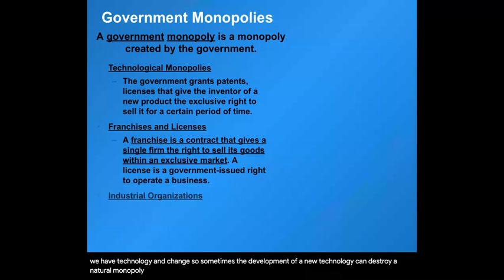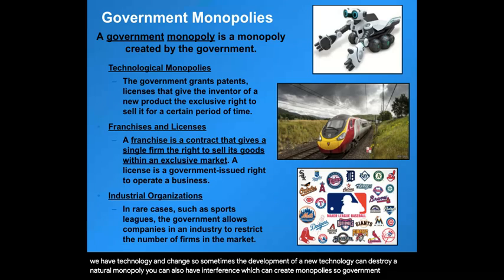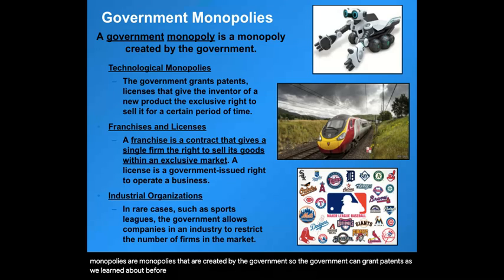The government can also interfere, which can create monopolies. So, government monopolies are monopolies that are created by the government. So, the government can grant patents, as we learned about before, which are those licenses that give the inventor of a product the exclusive right to sell it for a certain period of time. So, they do that when new technologies come out.